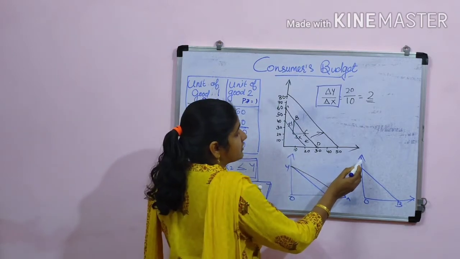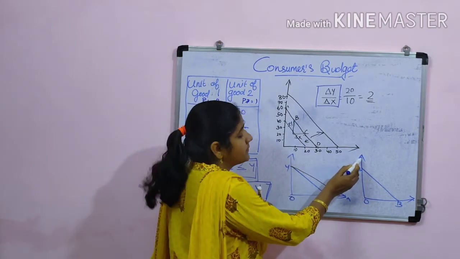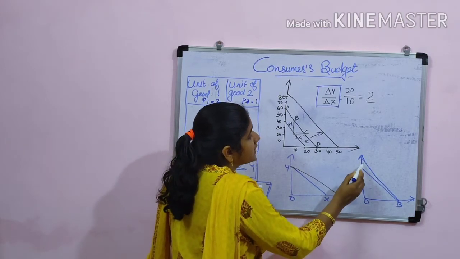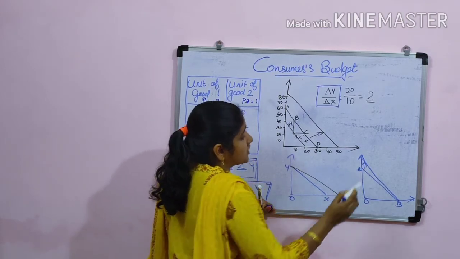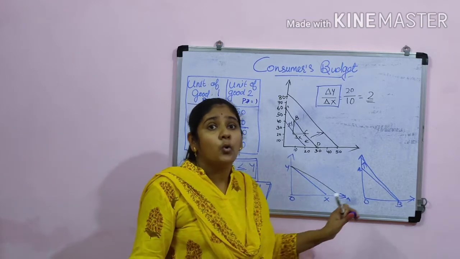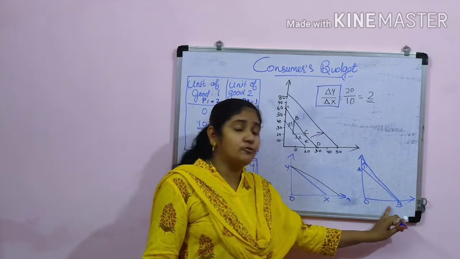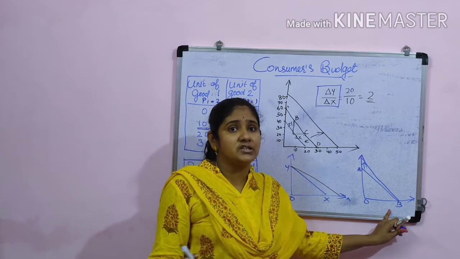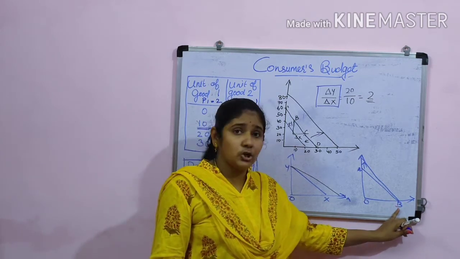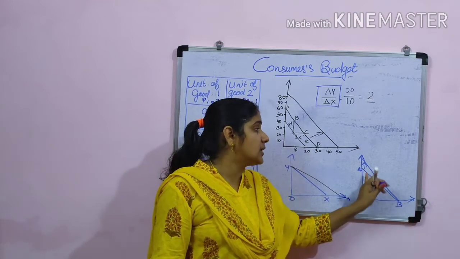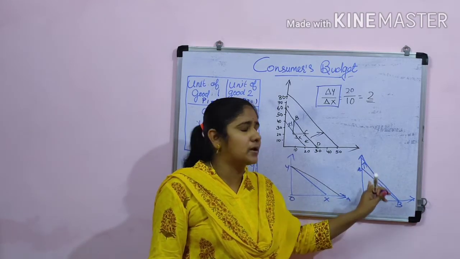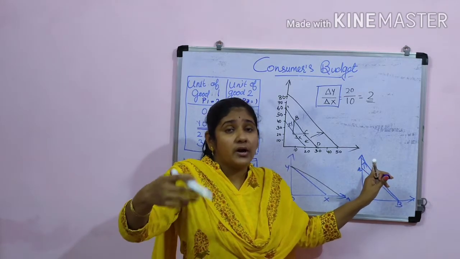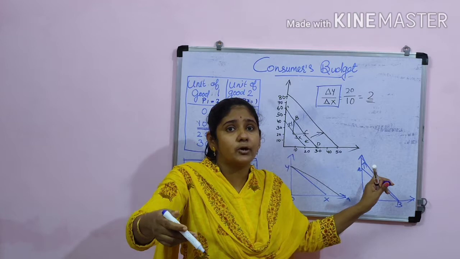If the price of the Y commodity decreases, in this case the customer is able to purchase more amount of the Y commodity. The price of X is remaining the same, so there is no change with this price line of commodity X. Only the price of Y commodity decreased. So now he is able to purchase more number of Y.